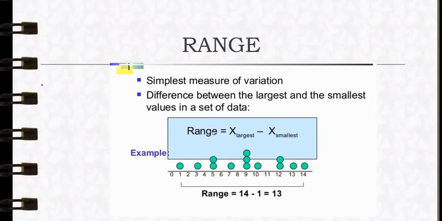Okay, how do we get the range? Range is equal to the largest value minus the smallest value. That is what we call the range: the difference between the largest and the smallest values in the data set. So that will give us an estimate or a quick view of the dispersion.